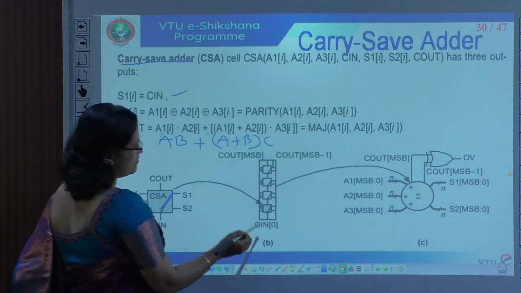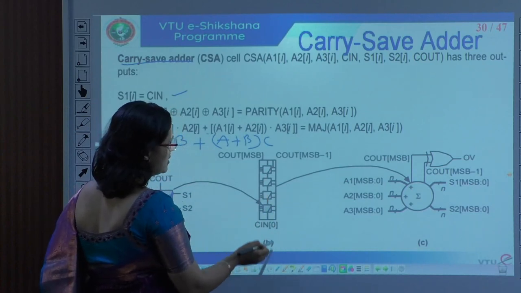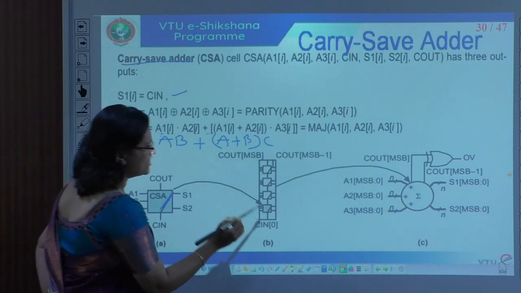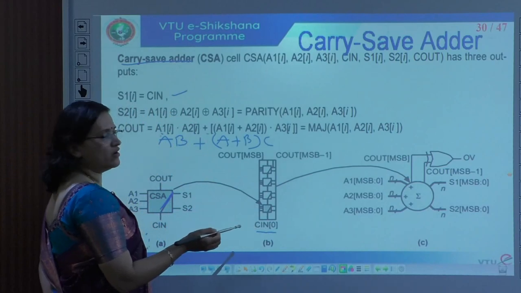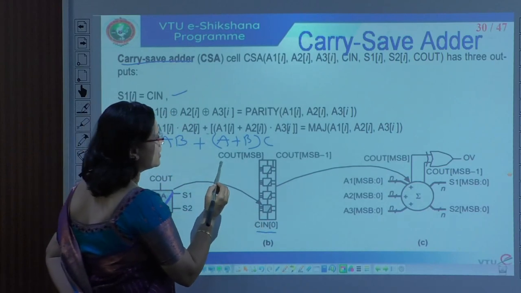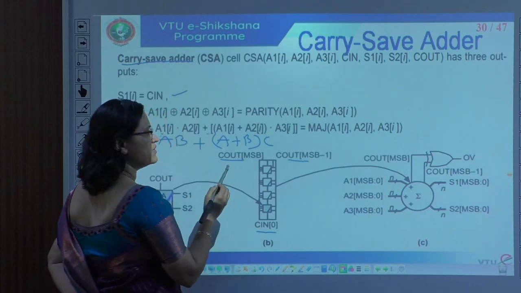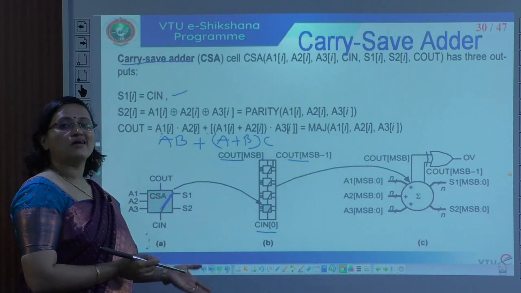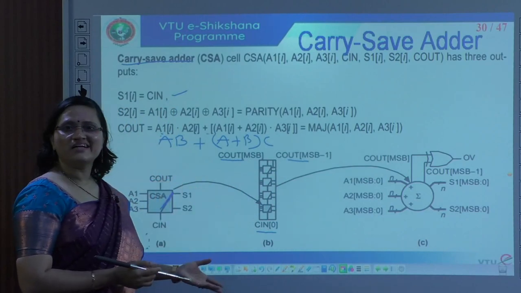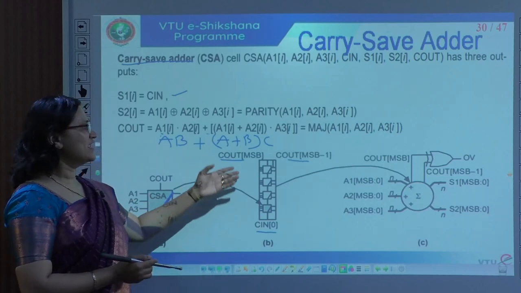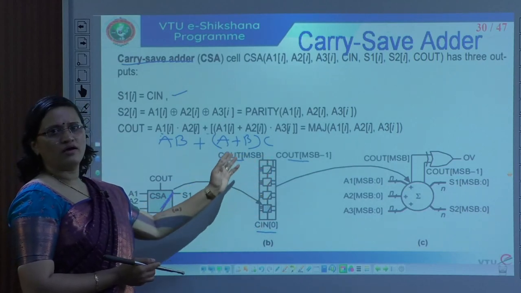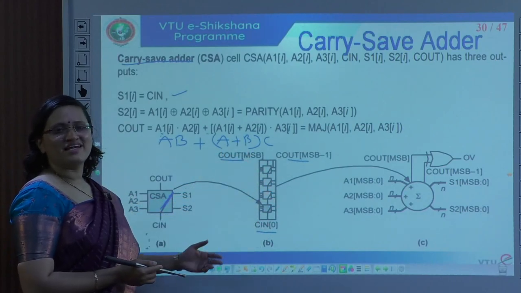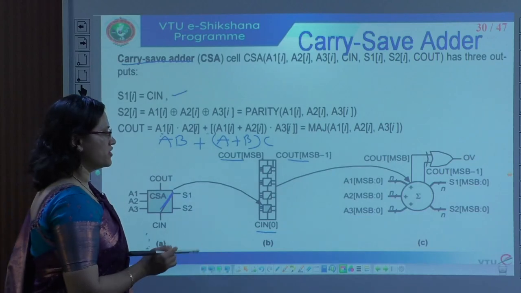Now figure B shows the 4-bit carry save adder. You can see here initially the carry input is 0. In a 4-bit carry save adder, there are two outputs, Cout MSB and Cout MSB minus 1. I have already said these two are the control lines required to detect arithmetic overflow. These two serve as inputs to an XOR gate, and from the output of the XOR gate we can see whether there is an overflow or not.